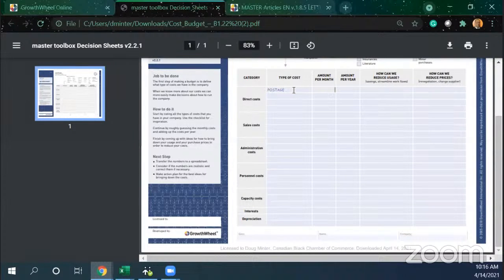And then maybe I'm spending $250 a month in postage. And then per year. And then is there any way to reduce this? Yes. I need to research postage discounts. I'm going to take a look at postage discounts with different services that can.